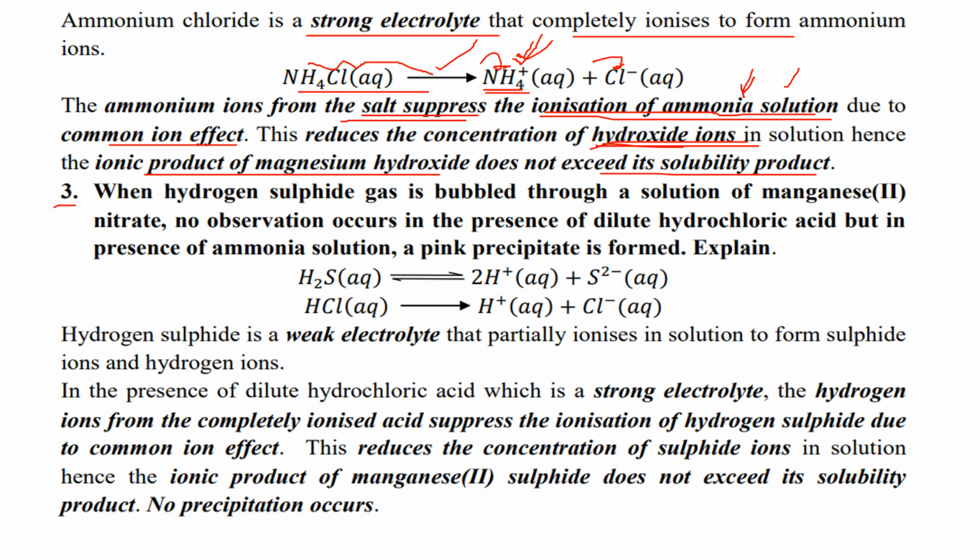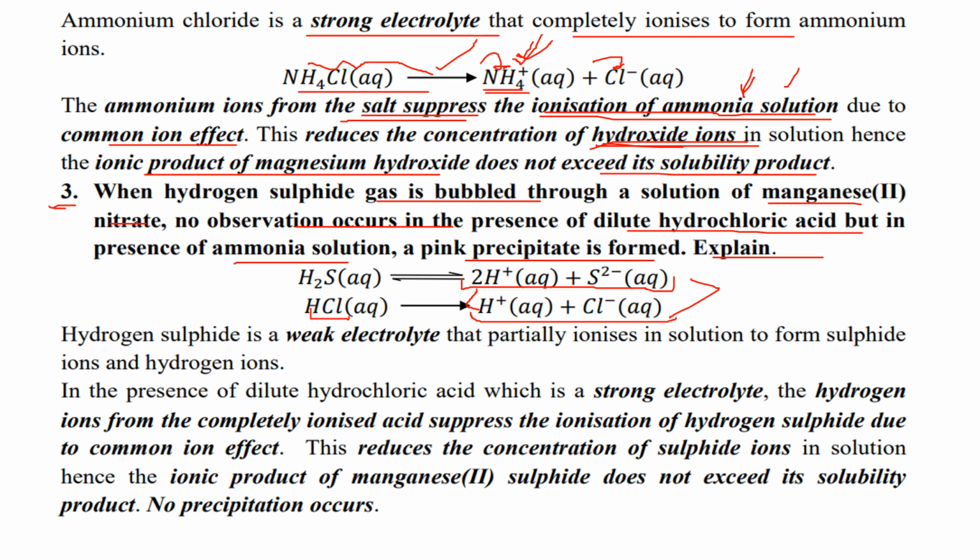So number 3, hydrogen sulfide gas is bubbled through a solution of manganese 2 nitrate. No observation occurs in presence of dilute hydrochloric acid, but in presence of ammonia solution, a pink precipitate is formed. Explain. Hydrogen sulfide undergoes partial ionization according to the following equations. Hydrochloric acid undergoes partial ionization according to the following equation. If you look at the two, they have hydrogen ions present in common. Therefore, we have to explain that.